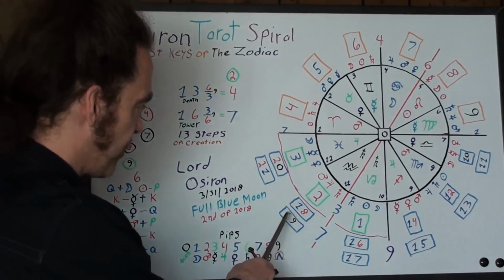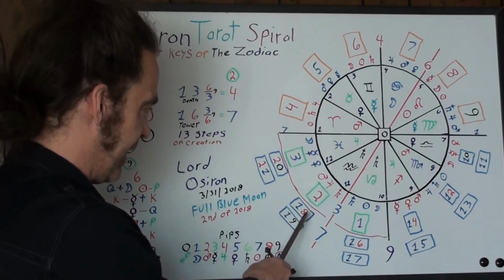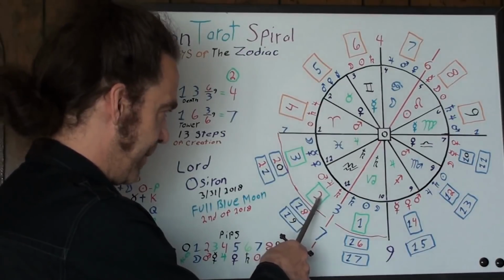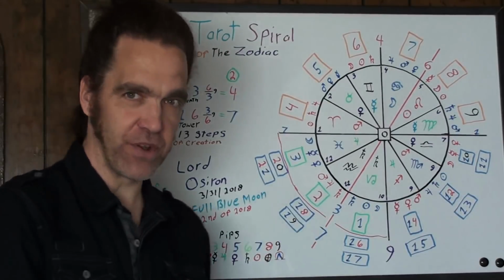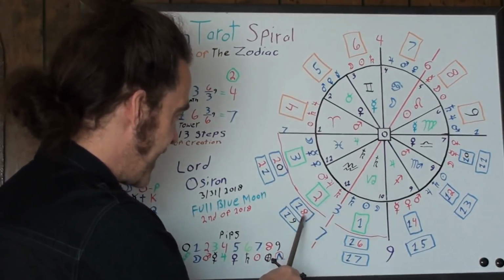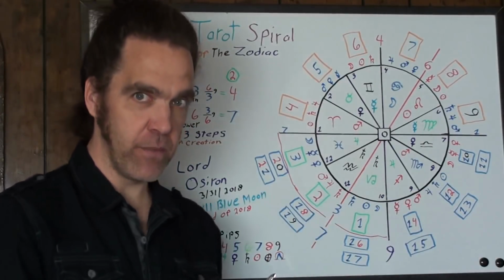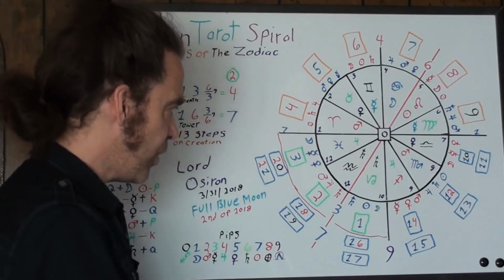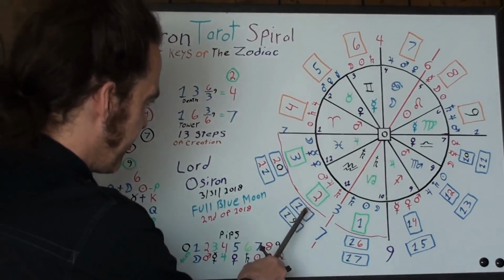Now this is one of the most amazing positions in the entire Osiron Tarot Spiral. You've got the Magician, the Magus. I had just said Emperor, but it's not. It's the Magician. The Magician goes here, and his tools of creation are the feminine aspect of the moon and the masculine aspect of the sun. Okay? Now, you're going to see something very amazing here.